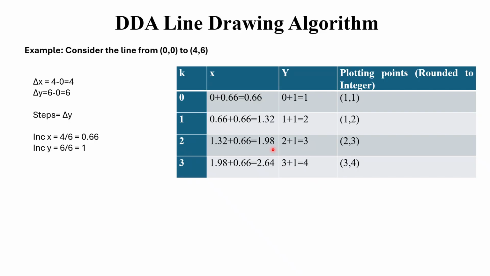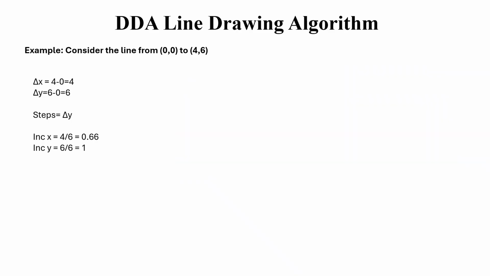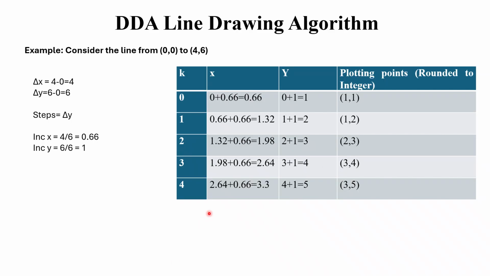So this 1.98 plus increment of x, that is 0.66, will be 2.64, and the previous value of y, that is 3, plus y increment 1 is equal to 4. When you round off this 2.64, you will get 3 and 4 will remain the same. So the next intermediate point will be 3, 4. With this 2.64 and 4, the next intermediate point is calculated. 2.64 plus x increment gives 3.3, and 4 plus y increment gives 5. When you round off this 3.3, it remains 3 only. So the next point will be 3, 5.